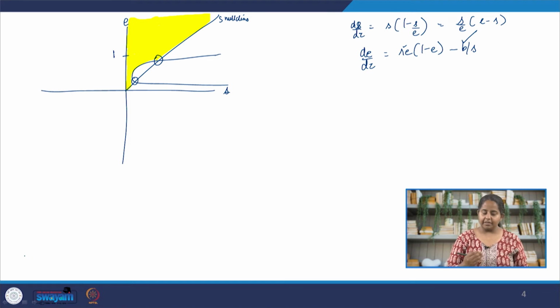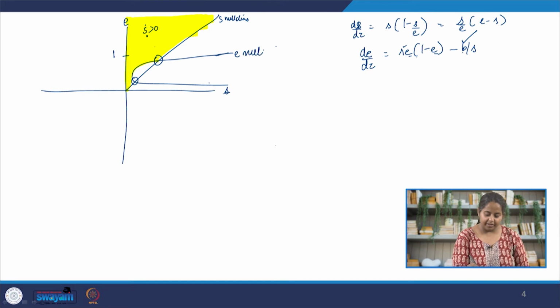In this segment, E is higher than it needs to be for dS by d tau to be 0, which means that dS by d tau is going to be positive. So here we have dS by d tau positive, it's more than 0. Now let's look at the value of dE by d tau. The null cline for dE by d tau. Now let's look at the E null cline.